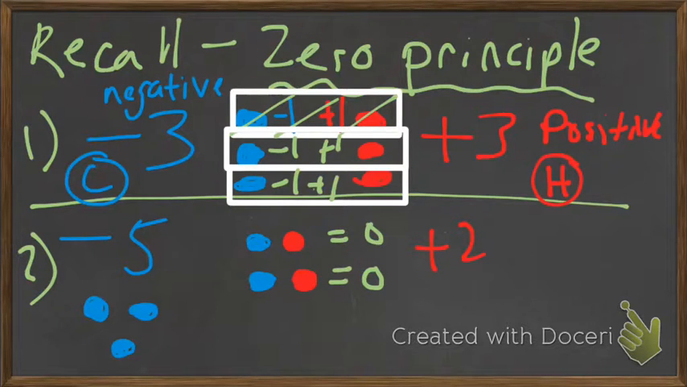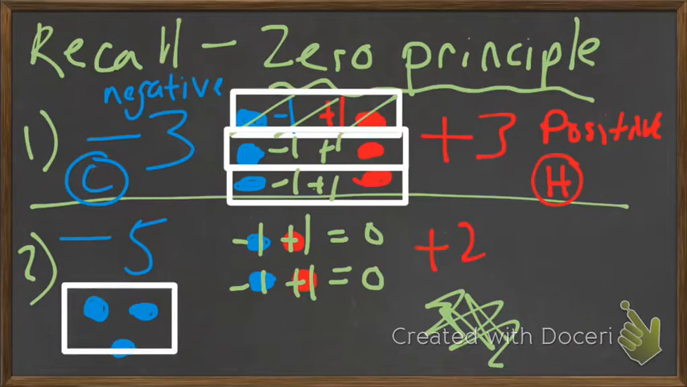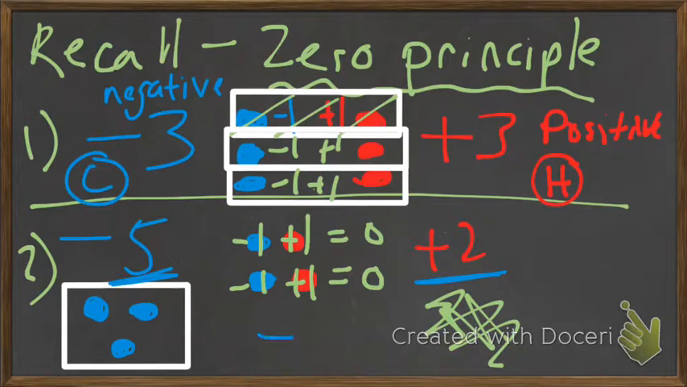Because each one is negative 1 and positive 1. Right? Now I've got nothing left on my positive side. But I do have 1, 2, 3. That looks a little awkward, so I'm going to cover that in a square instead. I have 3 negatives left. So if I add negative 5 and positive 2, I end up with negative 3.